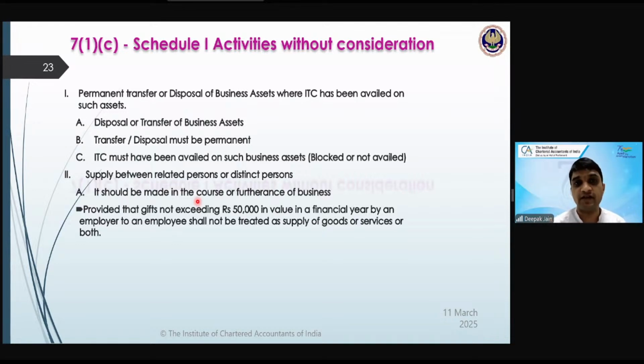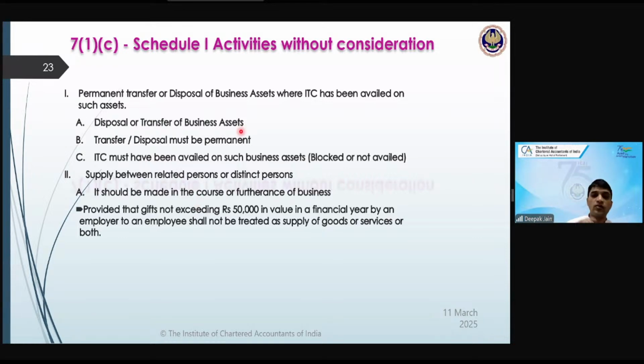But if you have taken separate registration for a separate branch, okay, or you operate in one state and have another branch in another state, then we will call these two entities distinct persons. So if a distinct person comes in, then any transaction between one person and another distinct person will be liable to GST. Okay. You are aware of the branch accounting concept, right?